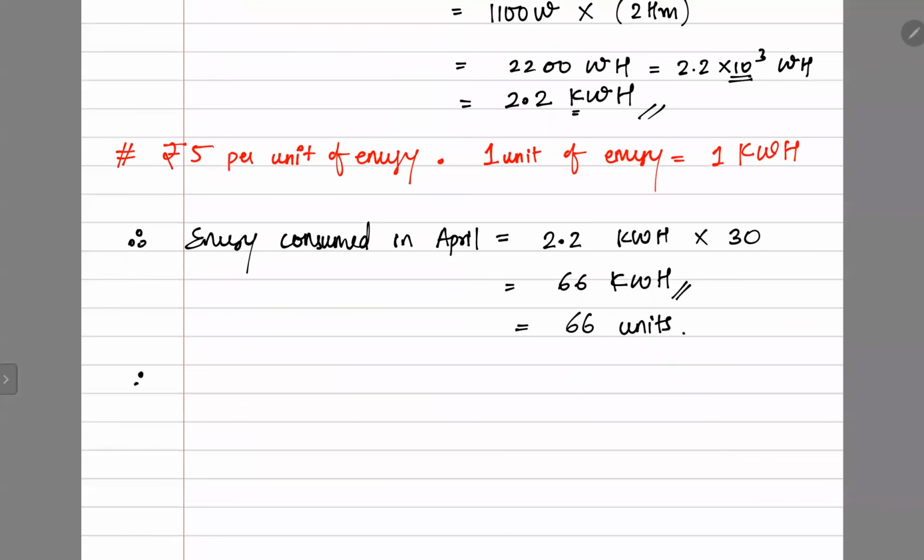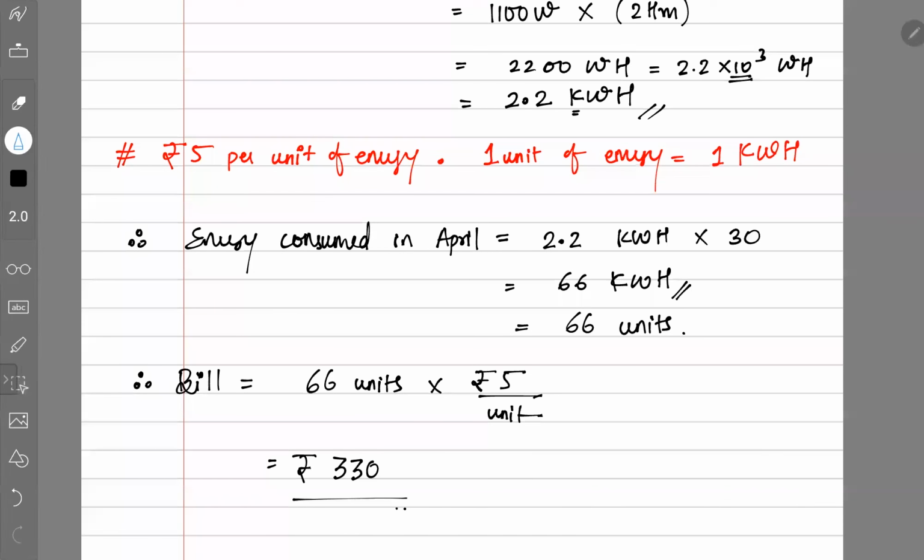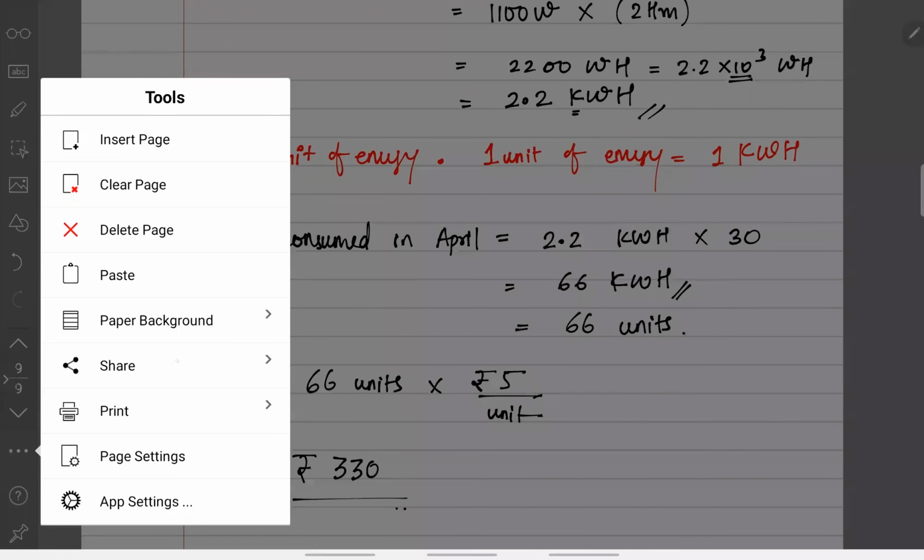Now therefore bill is equal to कितना यूनिट कंज्यूम हुआ? 66 यूनिट्स कंज्यूम हुआ. और आपका प्राइस कितना था? The price was 5 rupees per unit. द प्राइस वॉज 5 रुपीज हर यूनिट का. Therefore बिल कितना निकल कर आ गया? 5 into 66 is 330 rupees.